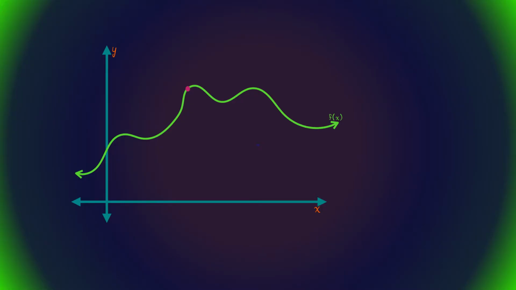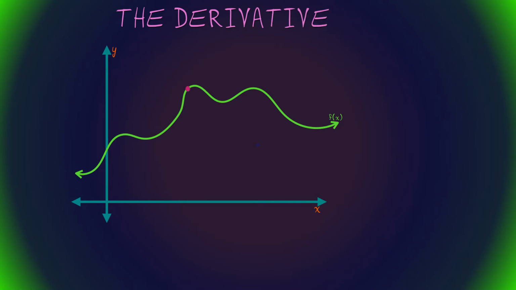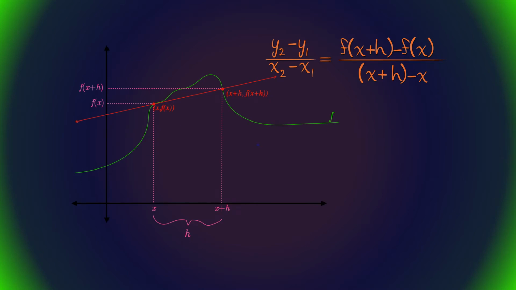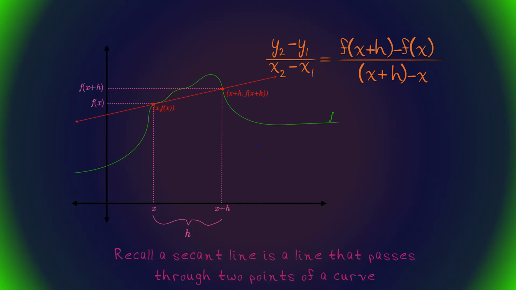Alright, so we're going to take a look at derivatives at some point c, comma f of c. So from pre-calculus we saw this thing called the secant line. And a secant line is any line that passes through 2 points of a curve. So we have that first point, x comma f of x. The second point's x plus h, f of x plus h. So the distance between those two is going to be h.